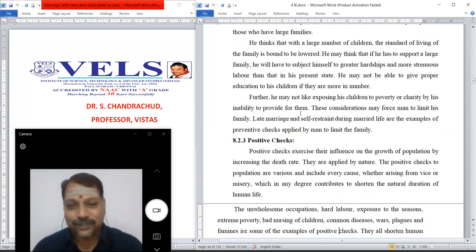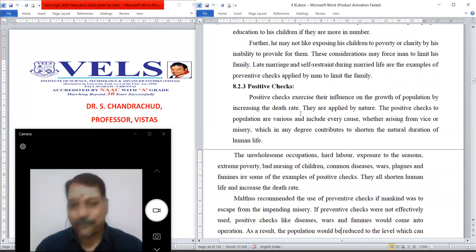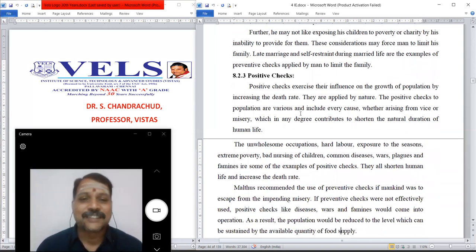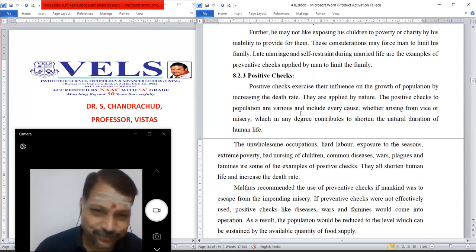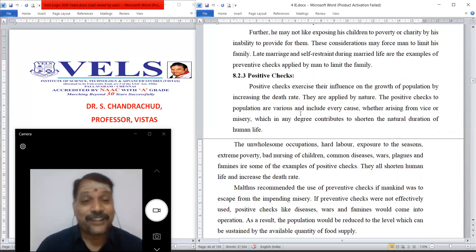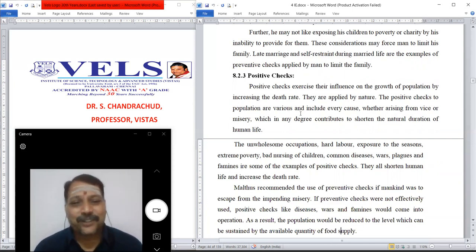The second one is called the positive check. The positive check exercises its influence on the growth of population by increasing the death rate. They are applied by nature. The positive checks to population are various, and they may include causes, whether arising from misery or famine, whichever it be, that contribute in any degree to shorten the natural duration of human life.